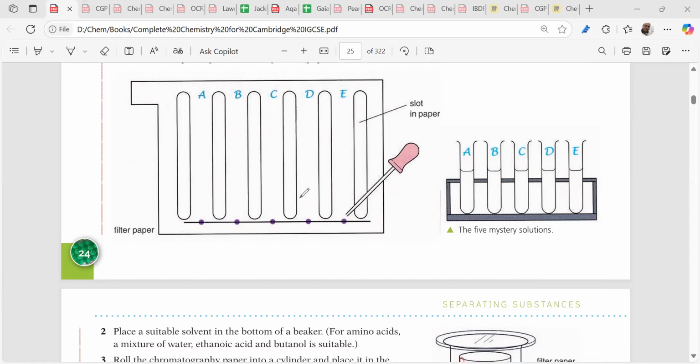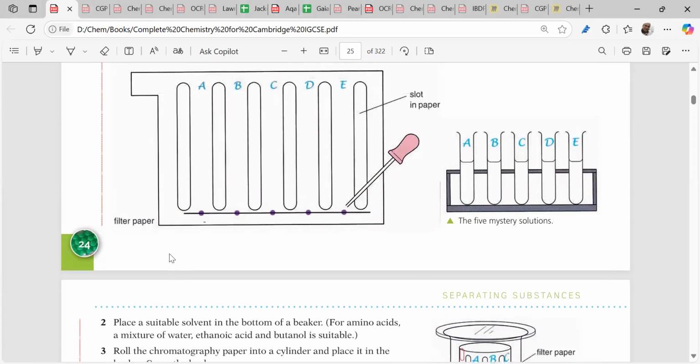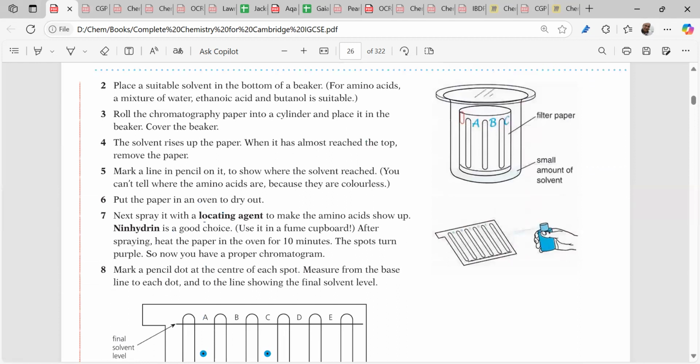The non-colored substances will not show up, right? We cannot identify them, right? See the example of the amino acids. In the amino acids, we are taking that substance and trying to put it on the chromatography paper. Now after rolling that chromatography paper, what are we doing? We are putting it into a solvent.